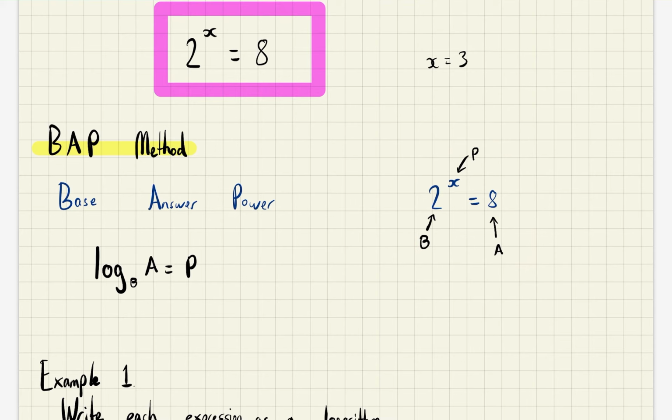So first of all, we're going to write down the word log. Now, the base is 2. The answer is 8. And the power is x. So you can see for this particular question, by rearranging, we get something is equal to x. Now, we can't type that into our calculator. At least I won't show you how to do it yet. But what we do know is that this is the exact answer for what x is.